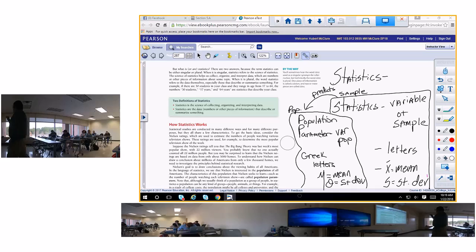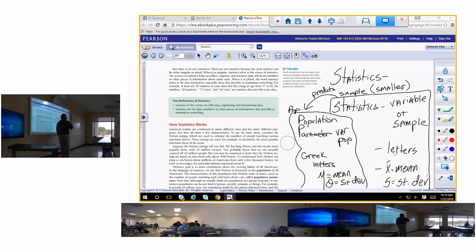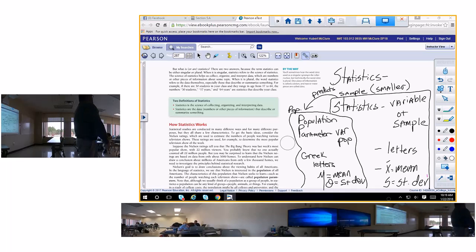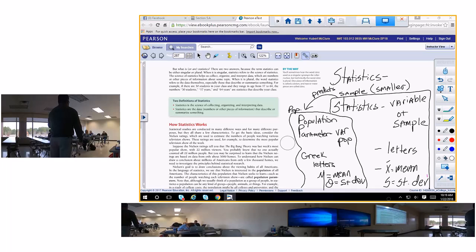The sample, you use a smaller group. You get the information from the smaller group. You run it through the statistics. You run it through the probability. You run it through the confidence levels. And then you spit out a prediction for the population.